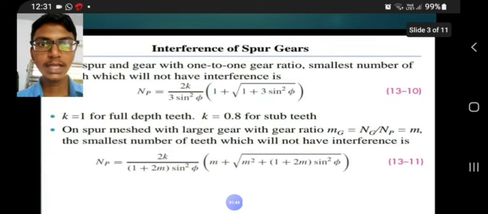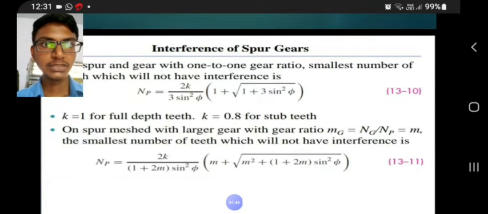The formula to calculate the interference of spur gear is Np = 2k / (3 sin²φ) × (1 + √(1 + 3 sin²φ)). Here φ is the pressure angle. This is a standard formula used to find the interference for spur gear.